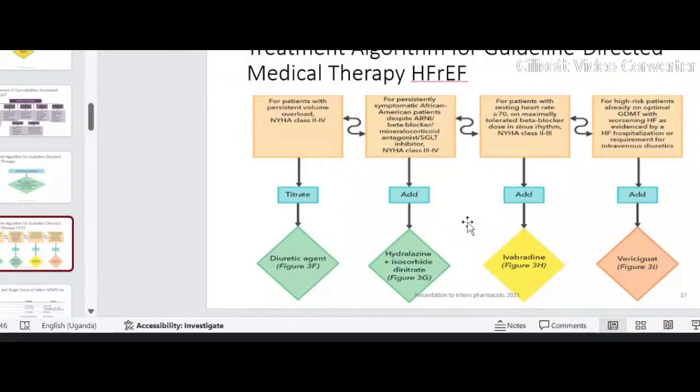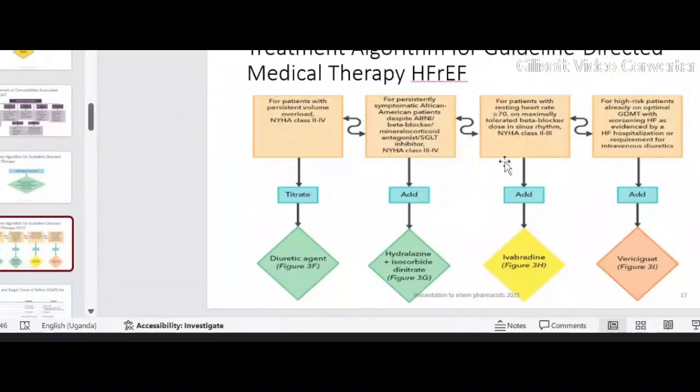Treatment algorithm, we are treating what? Heart failure with reduced ejection fraction. Okay, patient comes in, like the one we have seen, there are drugs that we can keep adding on. If they have fluid overload and they come in, they're having edema, what do we do? We titrate. We give the patient what? Diuretics, particularly loop diuretics. Are you seeing that? If this patient is having persistent symptoms, despite giving the patient what we call guideline directed medical therapy, we can always add what? Hydralazine and isosorbide dinitrate.